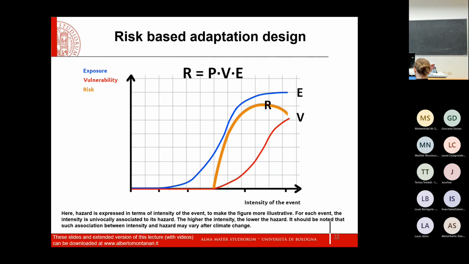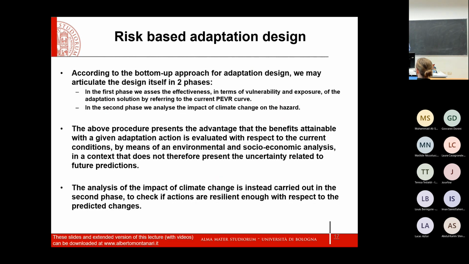In a second phase, I consider the impact of climate change, which means that I change the horizontal axis. I make it dependent, and then, of course, the resulting curves change. So this is, according to the bottom-up approach, I first consider probabilities fixed, and then I consider the effect of climate change. And this is what is written in this slide here.